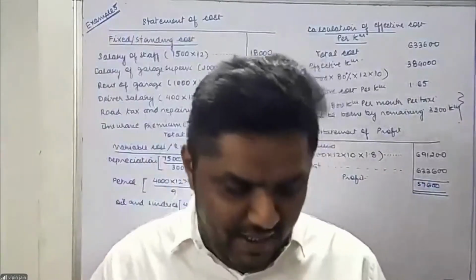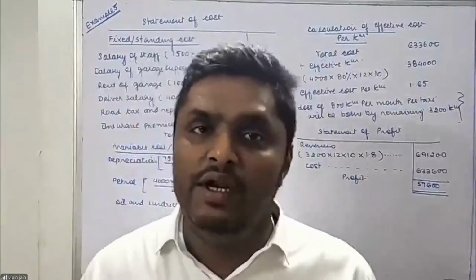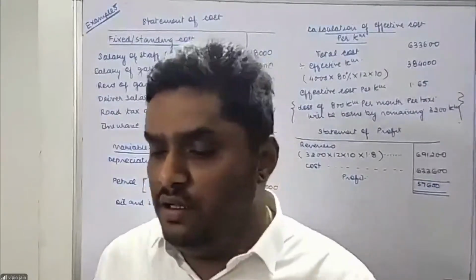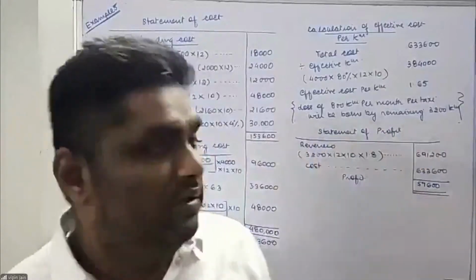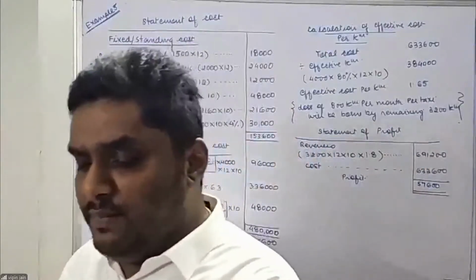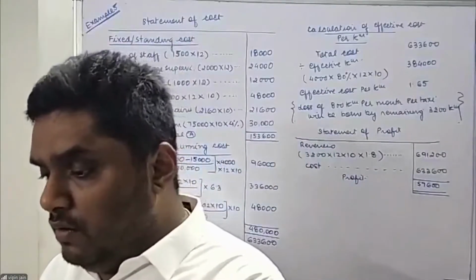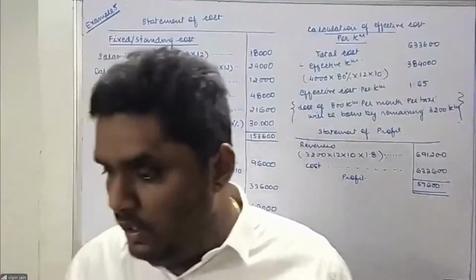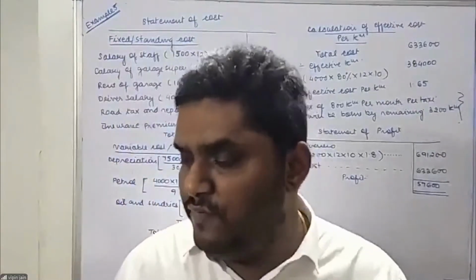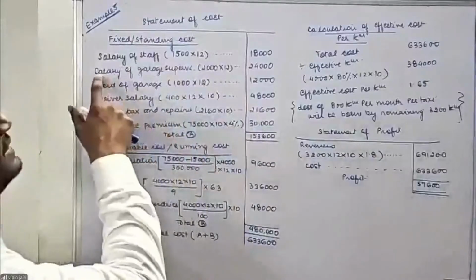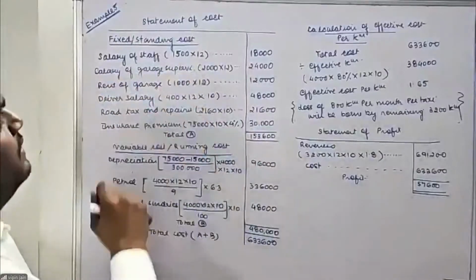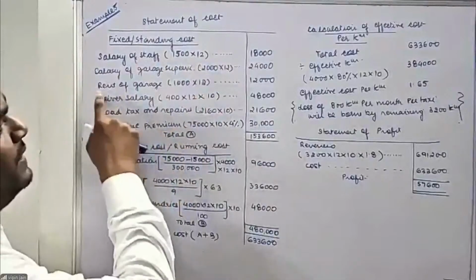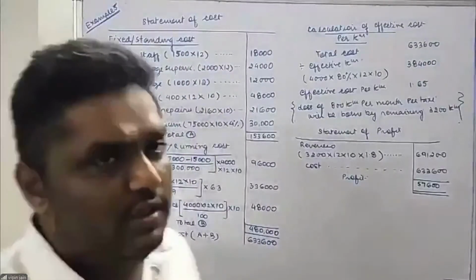If you guys have any doubts or queries in this calculation, please post. I'm done with the explanation. Ankit Mishra asks, which cost is written in the second line of fixed cost? It is the salary of the garage supervisor. The first one is salary of staff, the second one is salary of garage supervisor, the third one is rent of a garage.